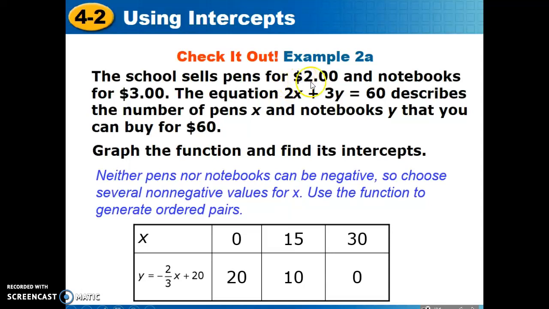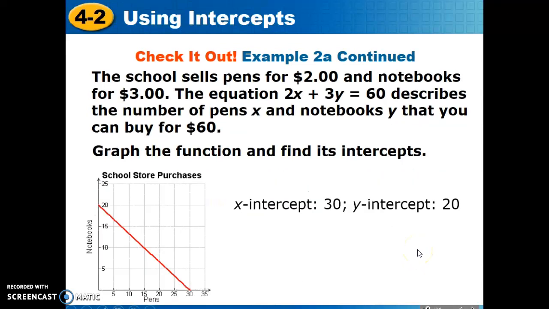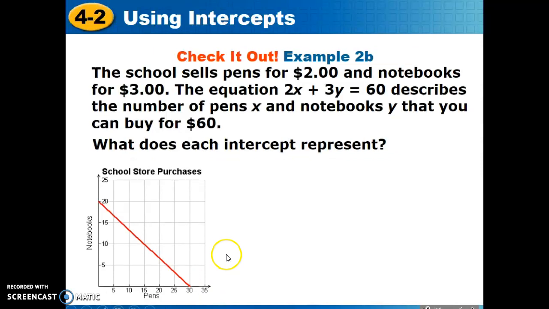X is the number of pens. Y would be the number of notebooks. And we're going to choose positive values. What do these two intercepts mean? When x is 0 and our function is 20, or when x is 30 and our function is 0. Well, we look at our graph and see when x is 0, notebooks is 20, meaning we can buy 0 pens and buy 20 notebooks, or we can buy 0 notebooks and 30 pens.